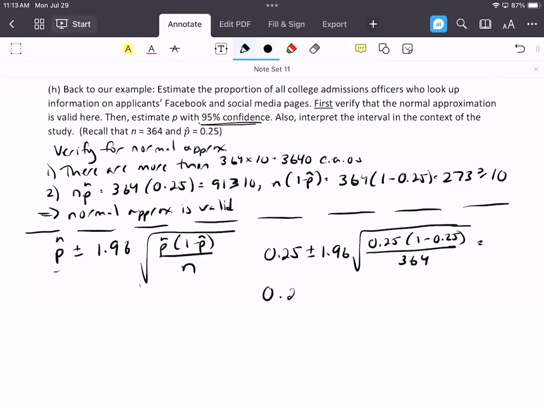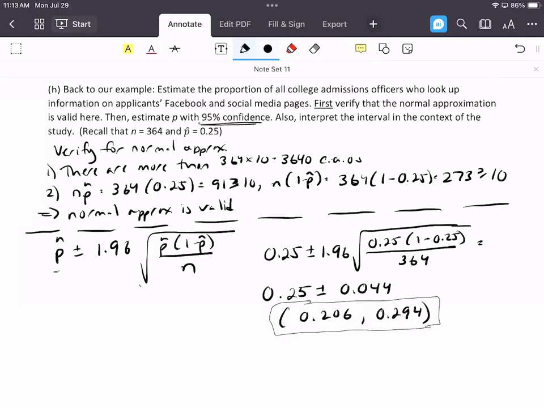And you're going to get 0.25 plus or minus 0.044. When we construct this interval, first of all, we always want to make sure we go from small to large values. So there is that 95% confidence interval. We're 95% confident that the true population proportion is going to be somewhere between 0.206 and 0.294. Now we need to interpret the interval in the context of the study.